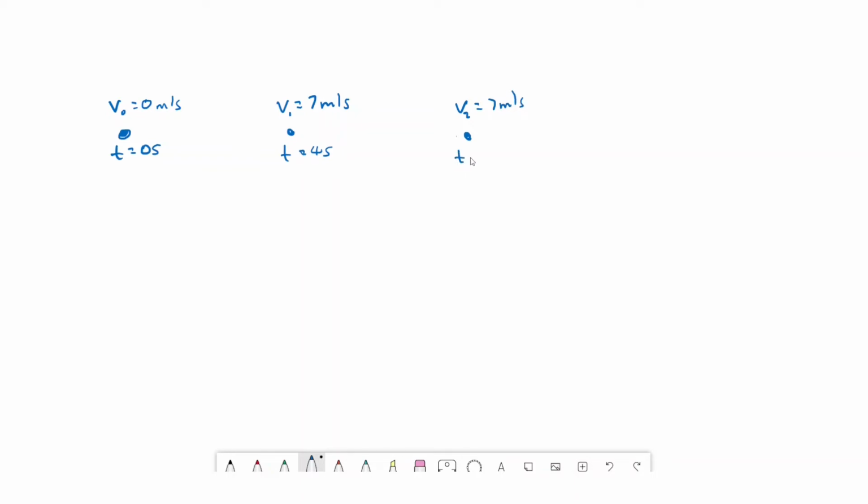And then it maintains that constant velocity, let's just say until t equals 10 seconds. And then it slows down and eventually comes to a stop. The time it's going to take to move from here to here is going to be 2 seconds. All right. So I'll call this point A.